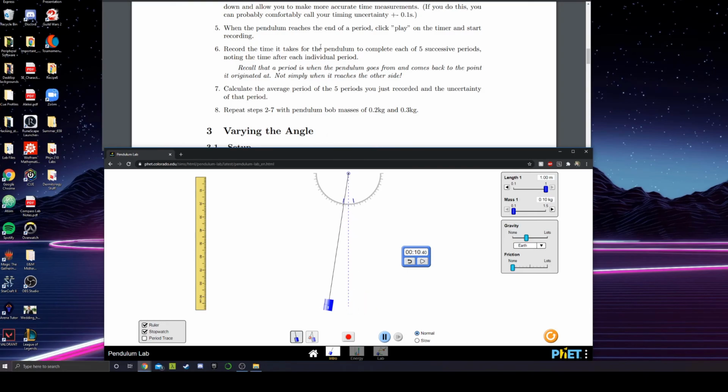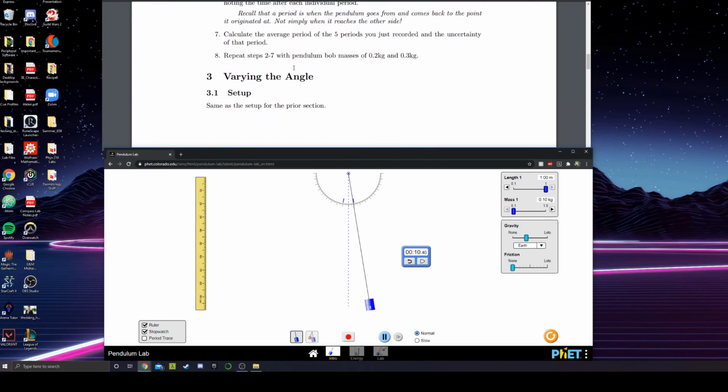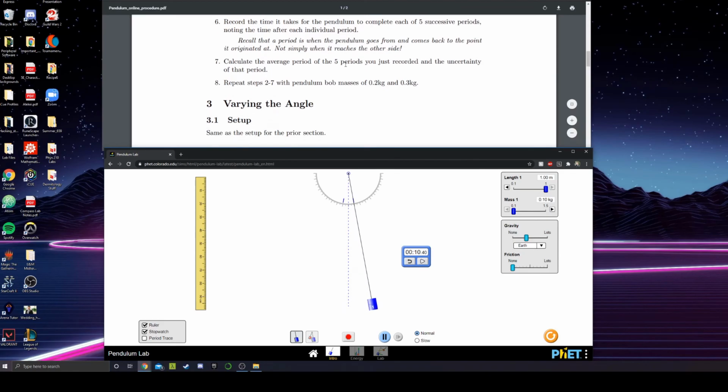But it says to record the time it takes for the pendulum to complete 5 successive periods, which we just did, noting the time after each individual period. Great. And then to calculate the average period of the 5 periods that you just recorded and the uncertainty of that period. There's a lot of periods in here. Apologies for that.